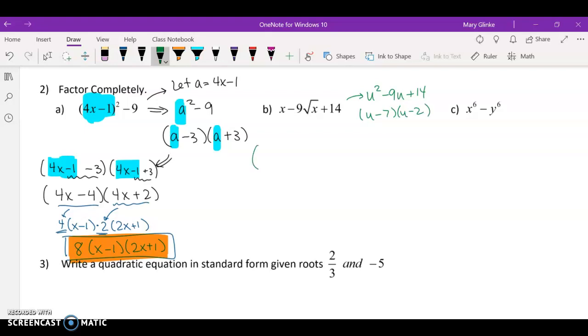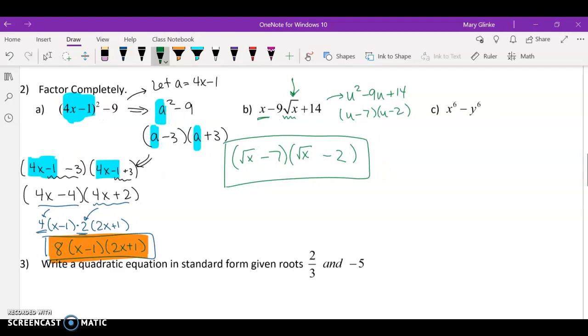Now, the only difference with this one is that we're still going to have the minus 7 and the minus 2, but my first terms have to multiply to get x. So it's not going to be x and x, because that would give you x squared. Instead, if I write the square root of x and the square root of x, those would multiply to get x, and the middle term would then remain the square root of x. So this middle term can help guide you when you are factoring things.